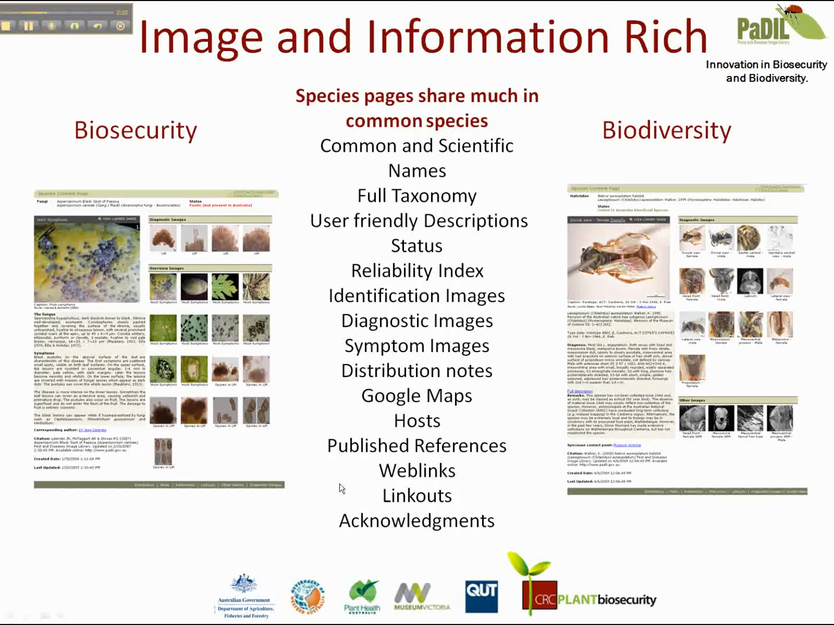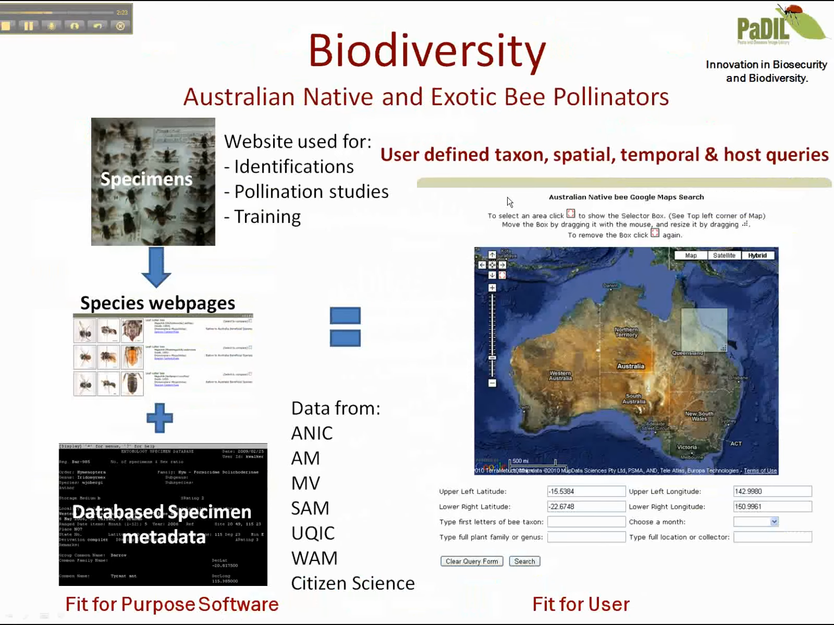So we believe that the template for biosecurity can work for biodiversity as well, as I'm doing here, building up a biodiversity image library for the native bees of Australia. And again, we simply have the same interface. You have specimens which we convert into species pages, which we link with the raw metadata and the locality data, and then enable the user to come in, drop the spatial box onto the map, and make a query.